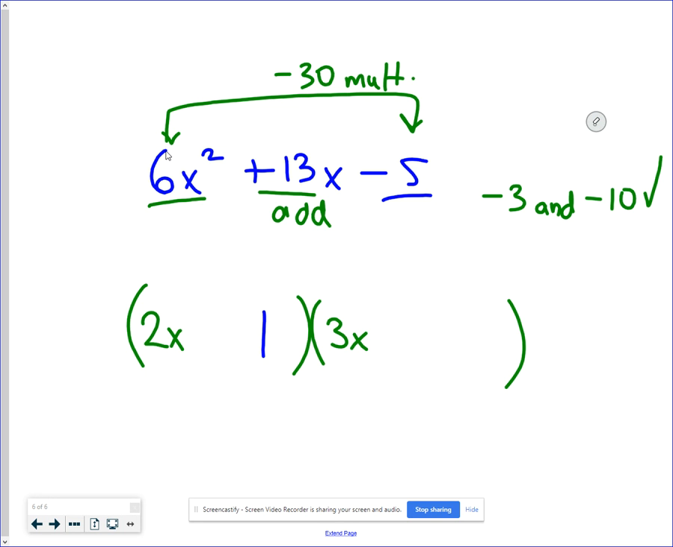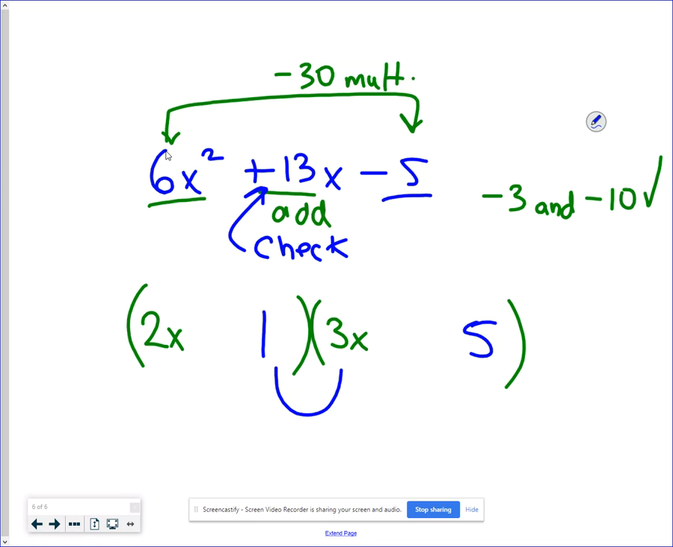Well, actually, just ignore the signs for now. Let's just do factors of 5. So let's do 1 and 5. Because it's -5, what we know is one of these is going to be positive, one's going to be negative. We don't know which one's going to be positive, which one's going to be negative. We don't know if we guessed correctly. So now we're going to check to see if we can get 13x in the middle.